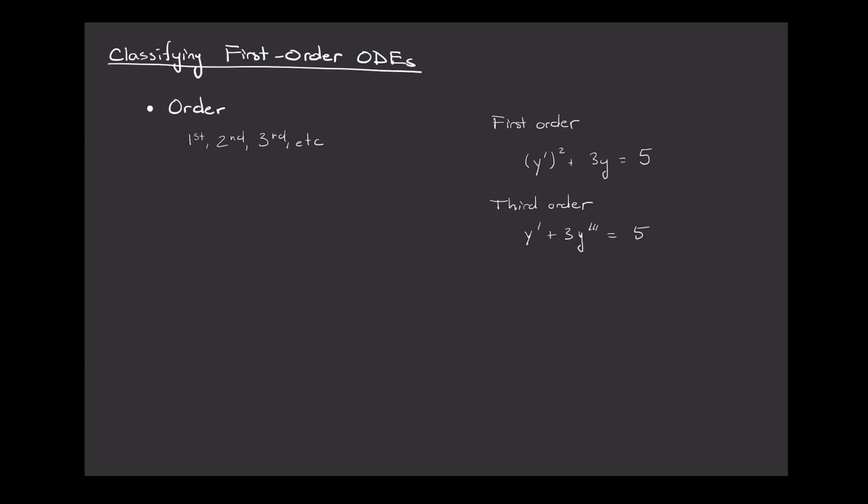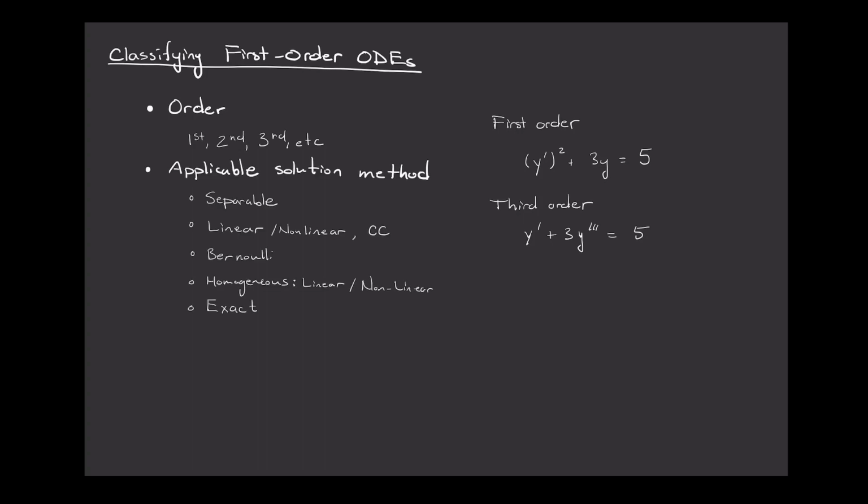Next, let's look at a set of properties that relate to different methods we can apply to find solution formulas. There are 5 primary properties that we looked at in order to sort differential equations and decide which solution methods we should apply to them. Let's look at examples of each one.